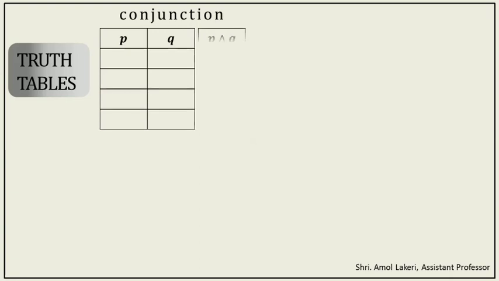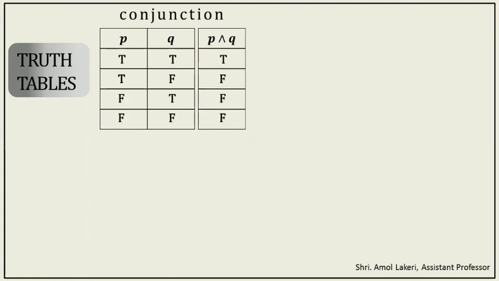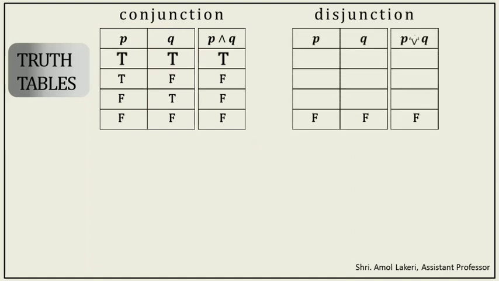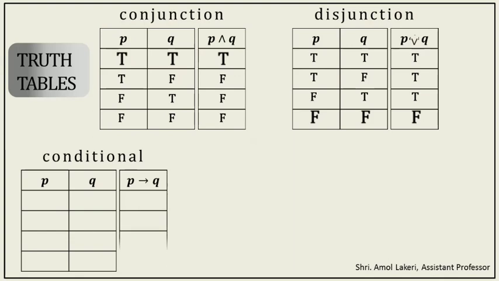Now we shall discuss truth tables of these compound statements as we defined. First is conjunction. For conjunction, if both statements are true, then the result is true, otherwise false. We highlight the first case. In case of disjunction, as we defined, if both are false, then false, otherwise the truth values are true. In case of conditional, p implies q is false if the first is true and the second is false. In all other cases, it is true.